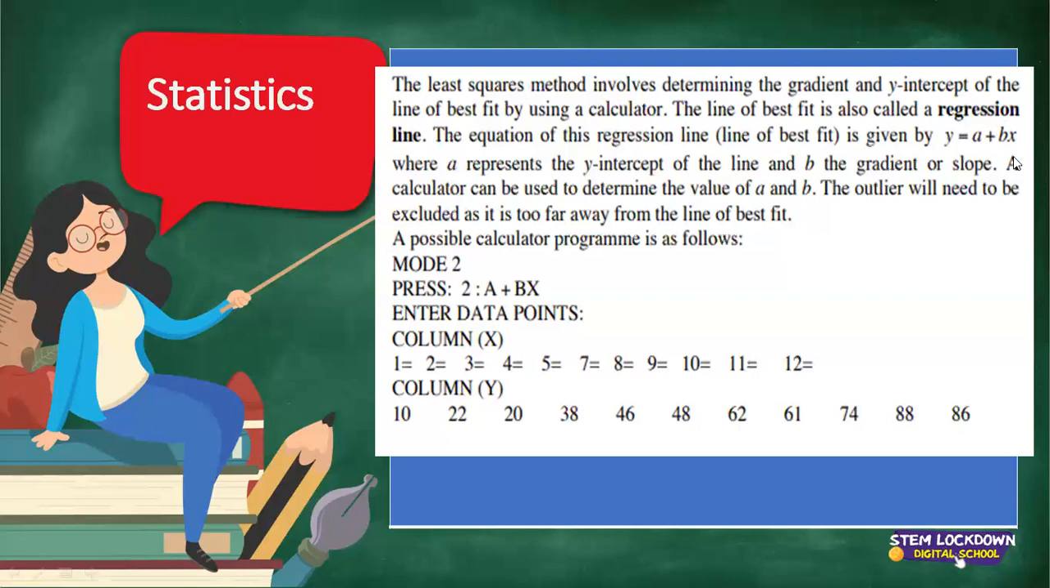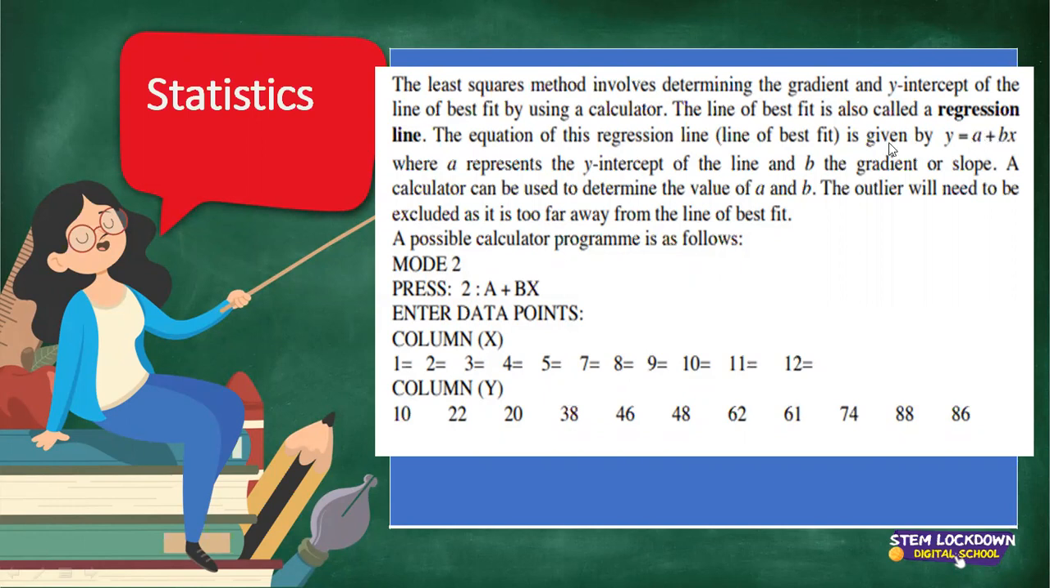So this is called the equation of regression. To find the equation of regression, all we need to do is find the value of a and b, and we can do that only with our calculator. We do that with our calculator. To find our a and b, we use the calculator.